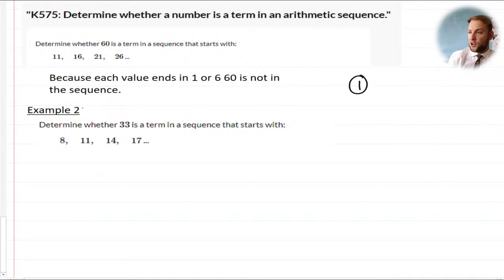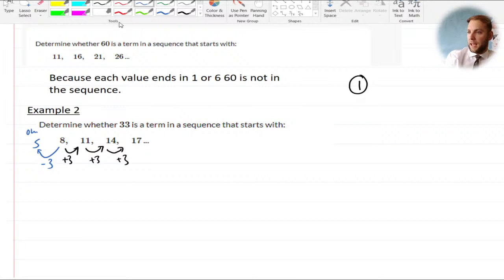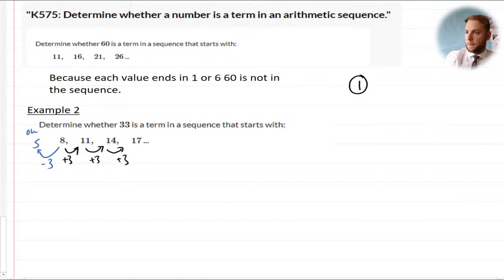So with this one here, let's first of all work out that nth term. Let's see what it's going up by each time. In this case, it's plus 3, plus 3, plus 3. And then I need my 0th term. So let's go back to find minus 3. 8 minus 3 is 5. This is my 0th term. So my nth term is going to be 3n plus 5. Okay, 3n plus 5.